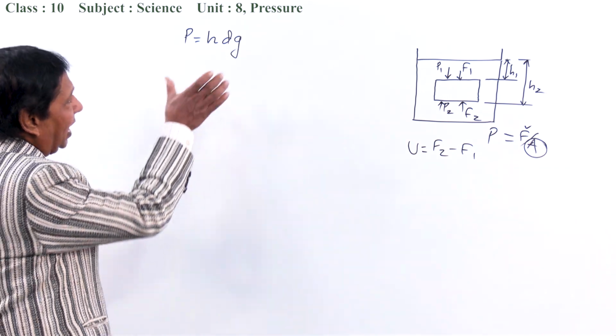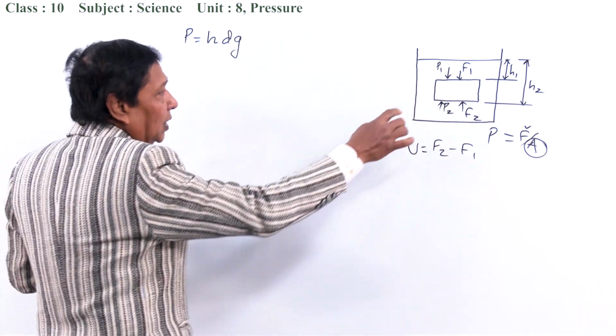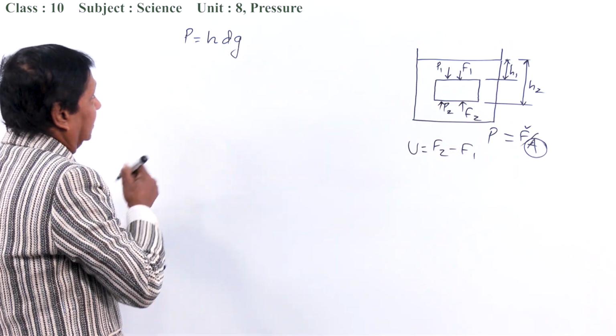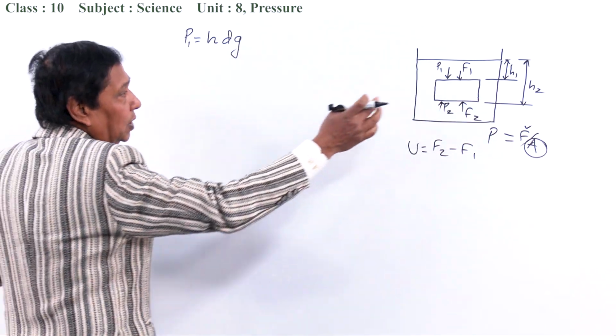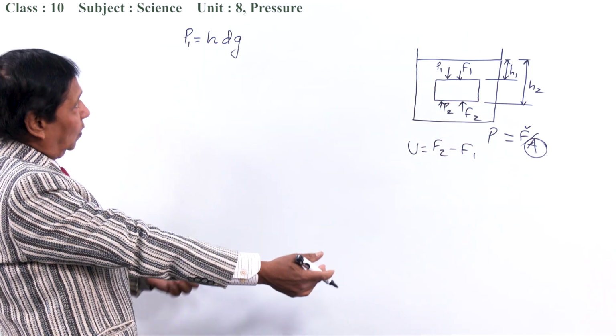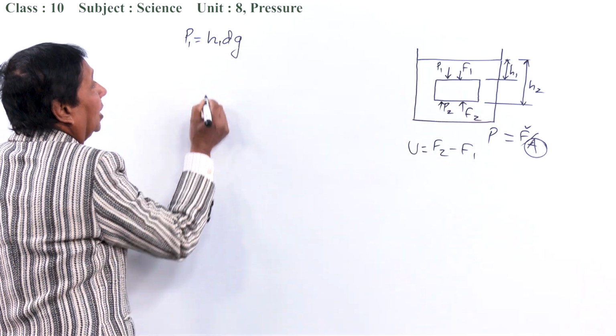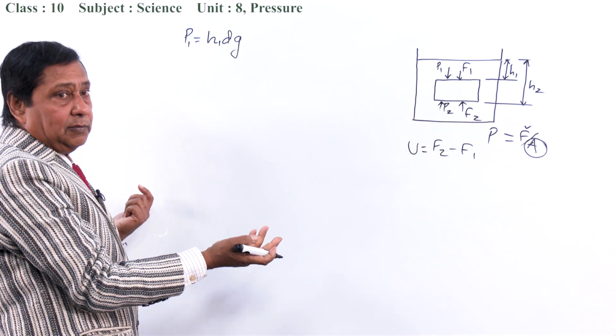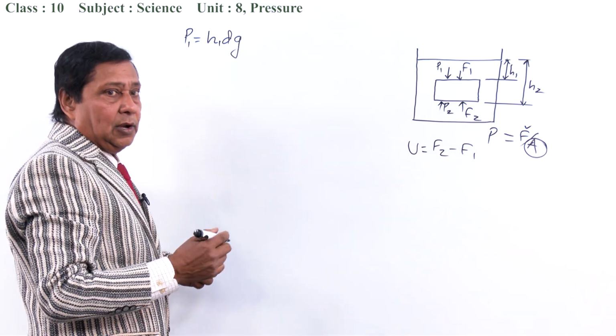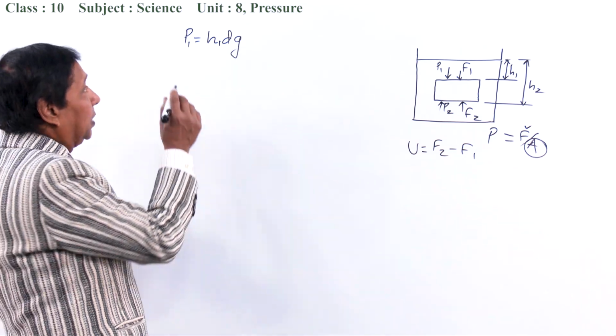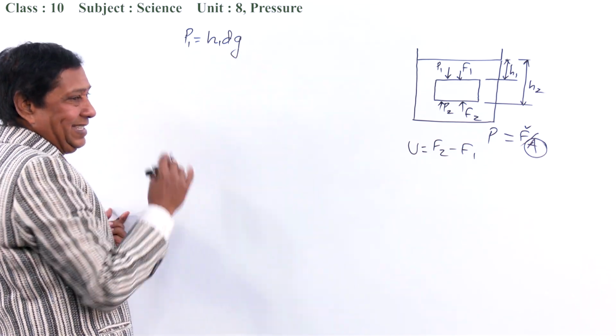Now, I want to compare this with this. For this upper surface, instead of P, we have P1. Then the height of the liquid is S1, and density of the liquid is the same, d, and g is also the same for a place. P1 equals S1 d g.